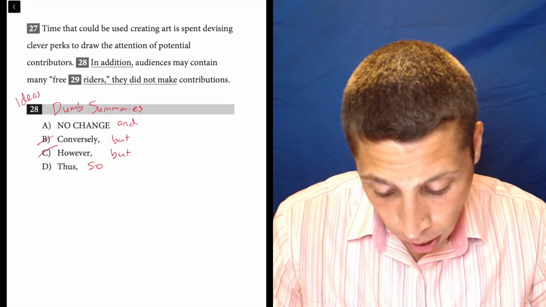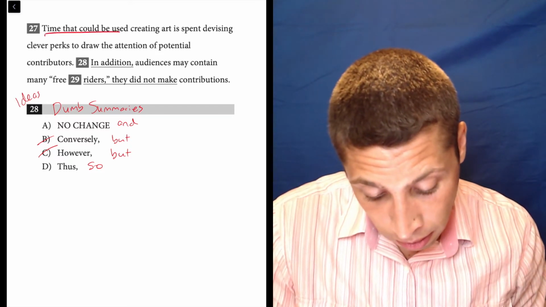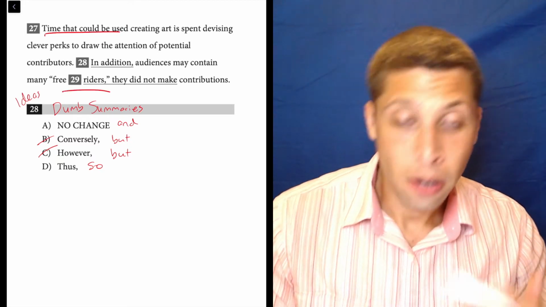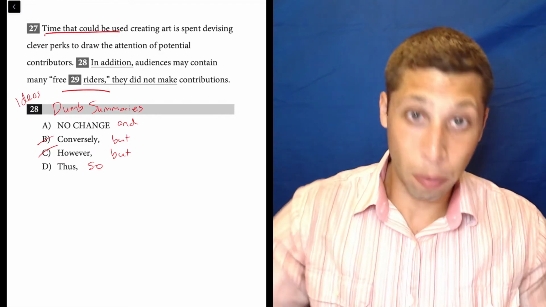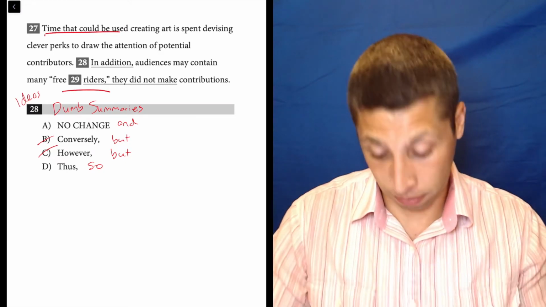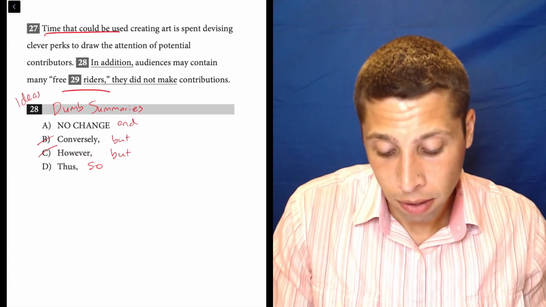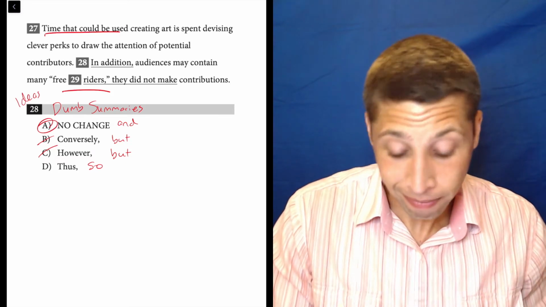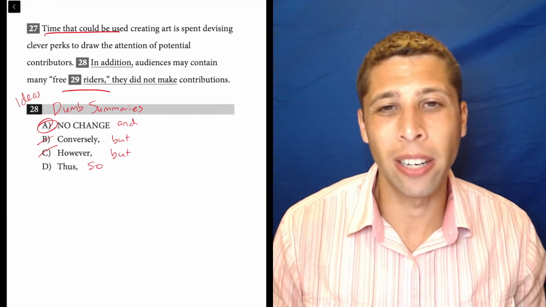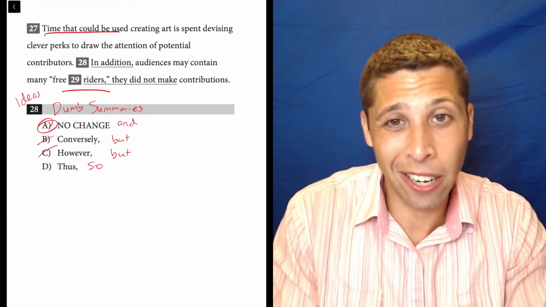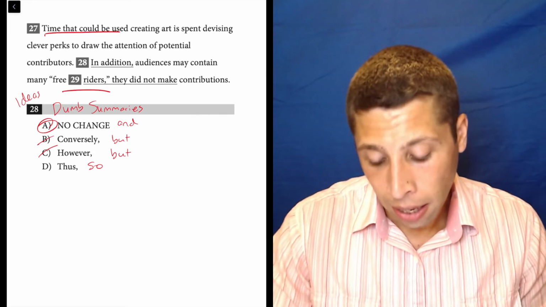Okay. Well, these seem to be about two completely different things, right? There's time being wasted, and then there's free riders. The free riders aren't there because the time is wasted. They're separate points. They're separate complaints about crowdsourcing, crowdfunding, whatever the topic was. So there's no so here. It's just an and. And that can be a hard transition to pick because it's not really a transition at all, right? It's just a continuation, just another way of adding on another sentence. It doesn't really do much in terms of meaning. But that is the answer.